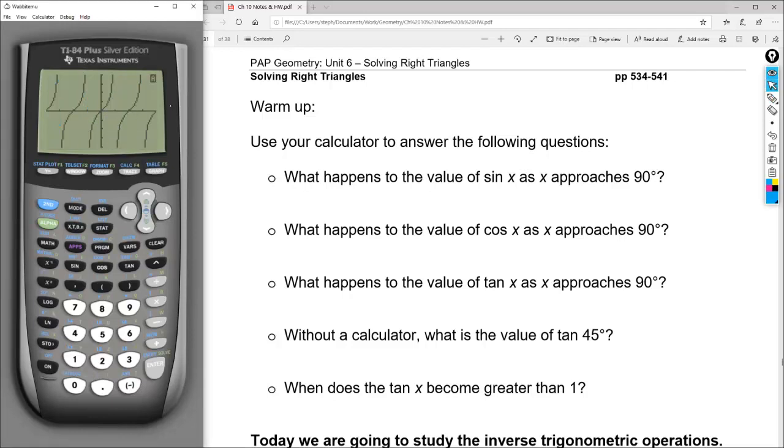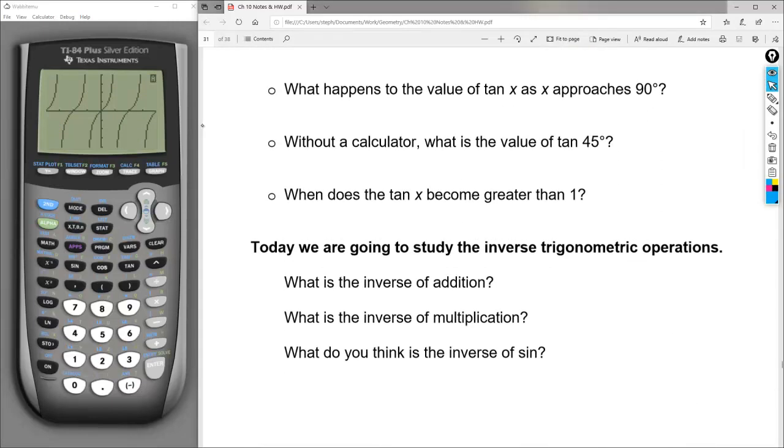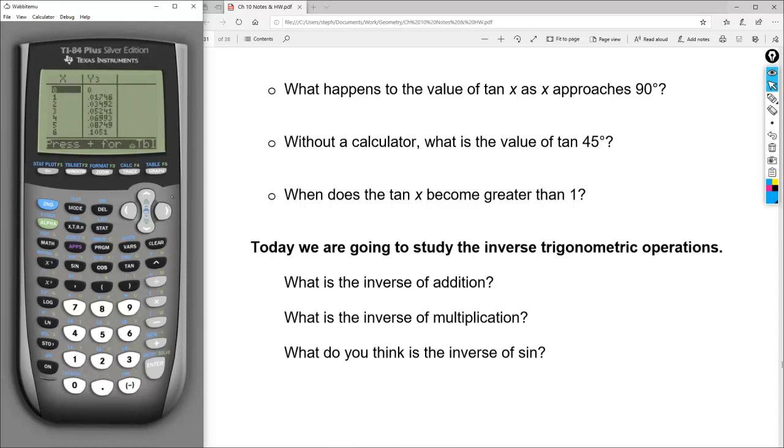Now, as we covered last time, the value of tangent of 45 is my easiest one. Tangent of 45 is going to be 1. Okay, and when does the value of tangent become greater than 1? So let's take a look at our table and see what's going on here. Wow. So right off the bat, I notice I have a lot of very small numbers here, and x is, again, very small. So I'm looking at my degrees, so I'd have to scroll quite a bit in order to see what's going on further down in my y column.